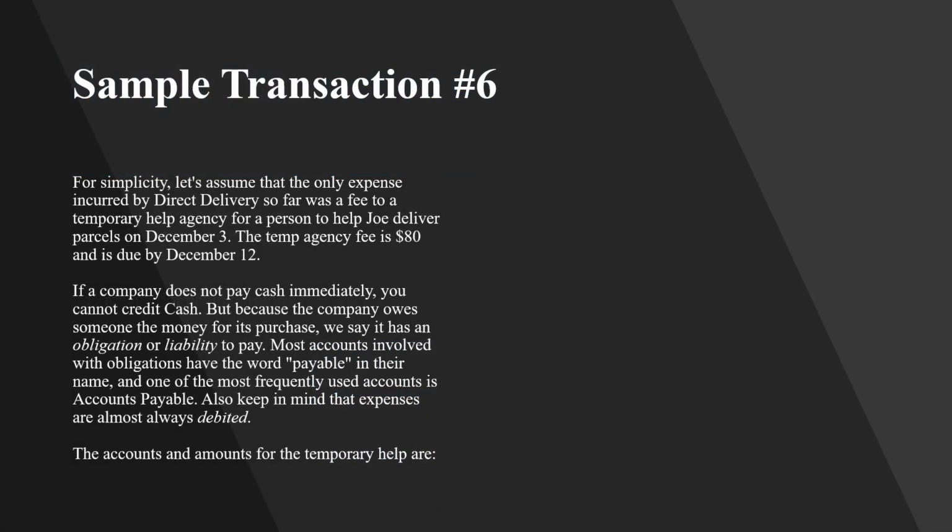Sample transaction number 6. For simplicity, let's assume that the only expense incurred by Direct Delivery so far was a fee to a temporary help agency for a person to help Joe deliver parcels on December 3rd. The temp agency fee is $80 and is due by December 12th. If a company does not pay cash immediately, you cannot credit cash.